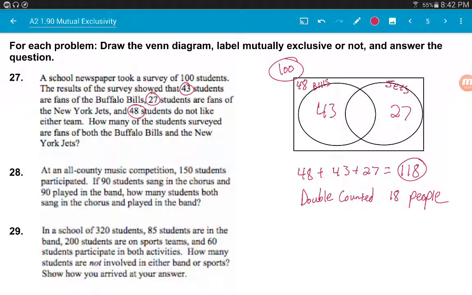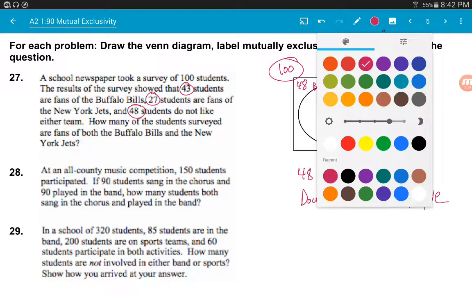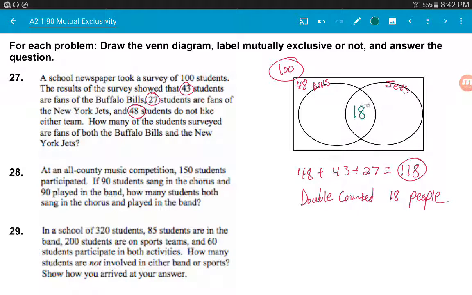So let's try it this way. If I take a guess and say that there's 18 that go in here, to find out the Bills, 43 minus the 18 that are already there gets me 25. Now for the Jets. The Jets have 27. 27 minus 18 is going to be 9.